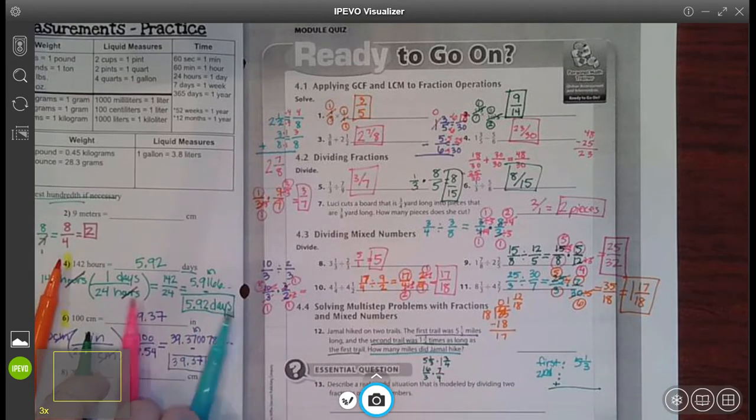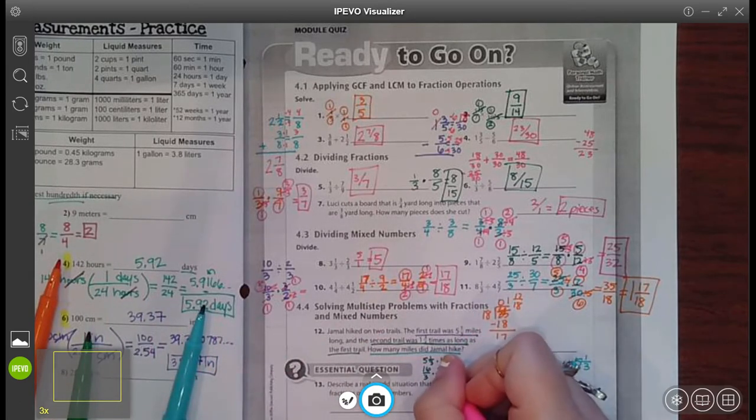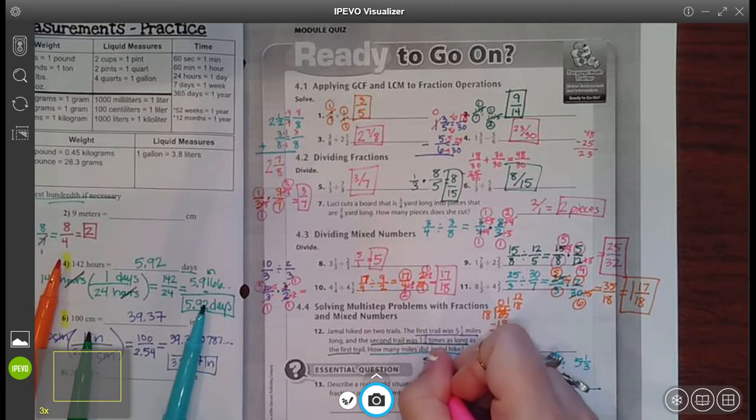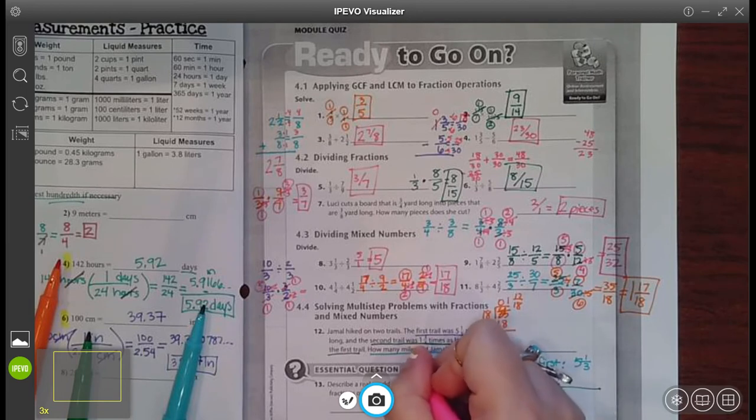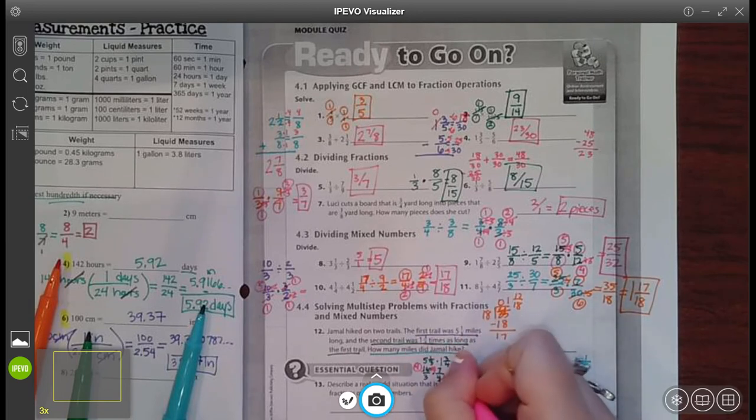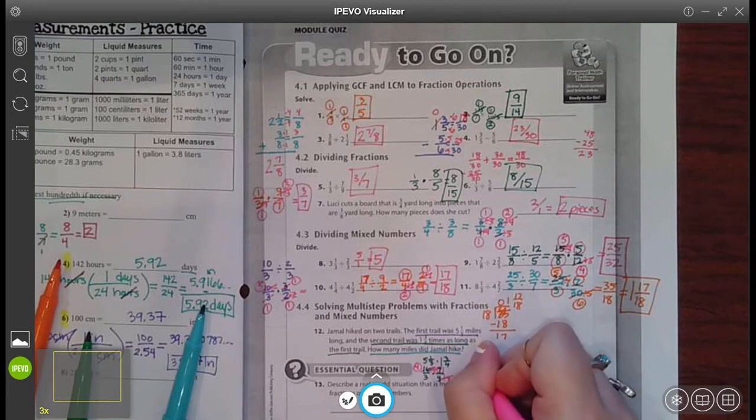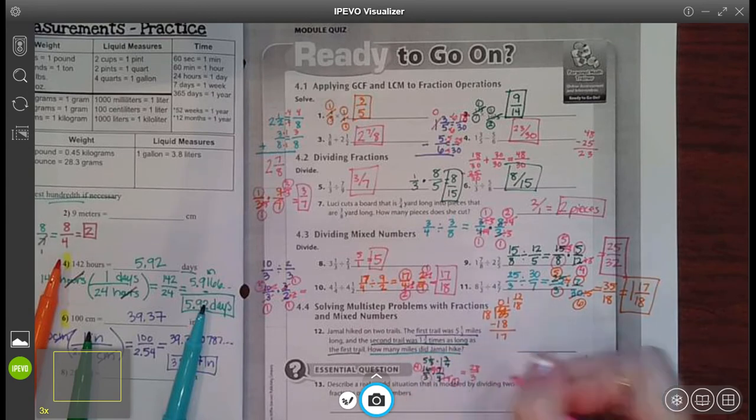What number can go into both of those? 4 can. 16 divided by 4 is 4, and 4 divided by 4 is 1. So when you multiply across, 4 times 7 is 28, and 3 times 1 is 3. Okay, so 28 over 3, which is what?